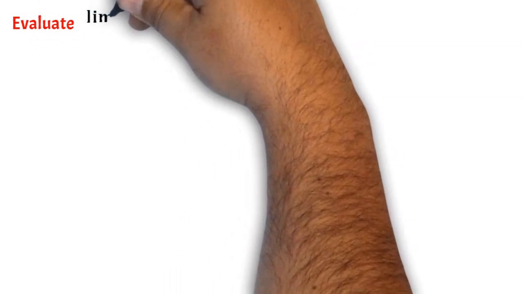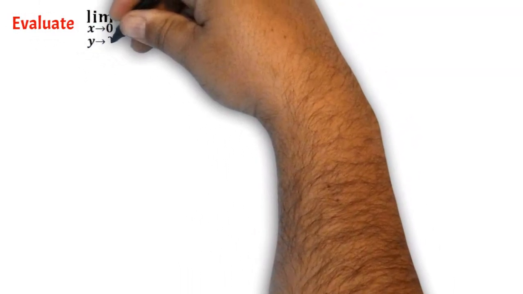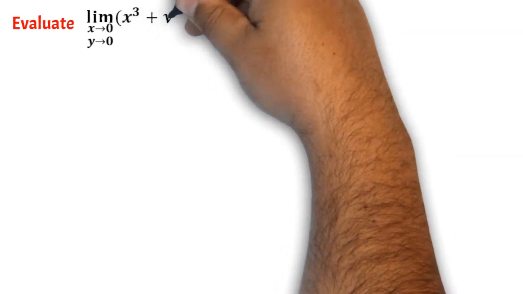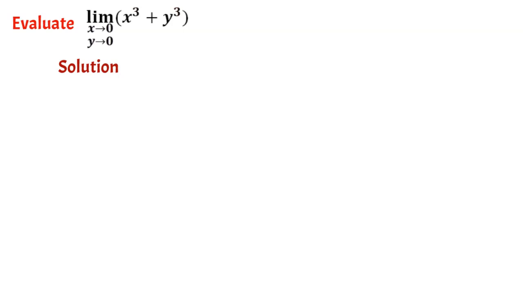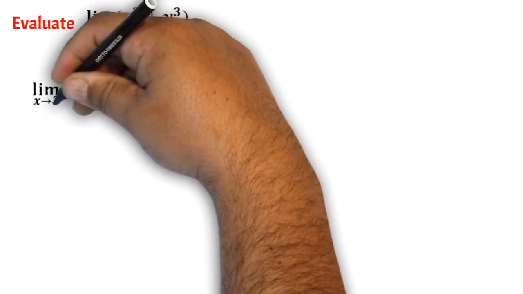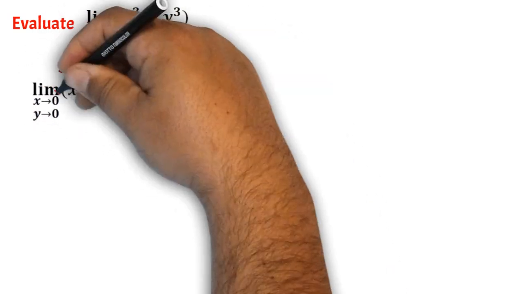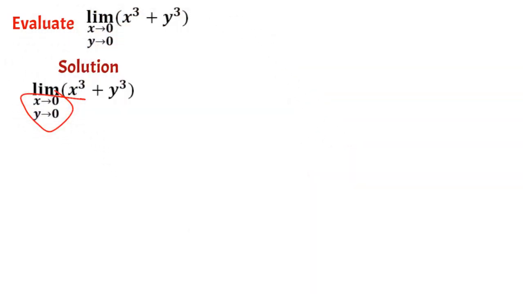Evaluate the limit as x tends to 0, y tends to 0, of x cubed plus y cubed. Now, in this example, we will evaluate the limit of x cubed plus y cubed as both x and y approach 0. First, we evaluate along the path where y equals 0.